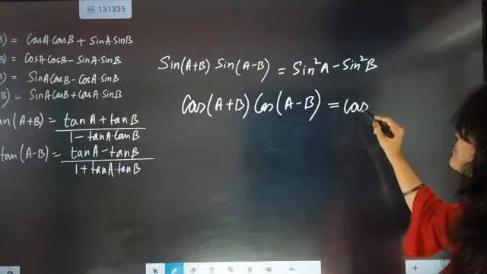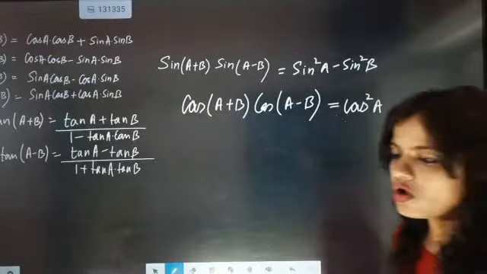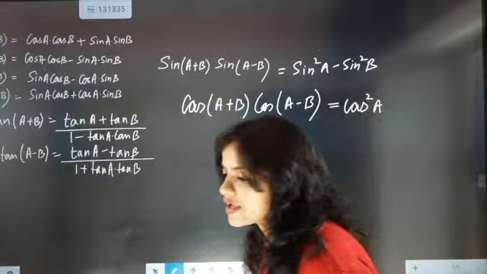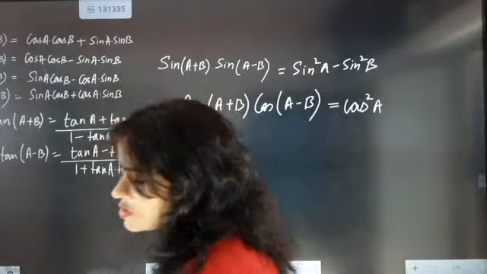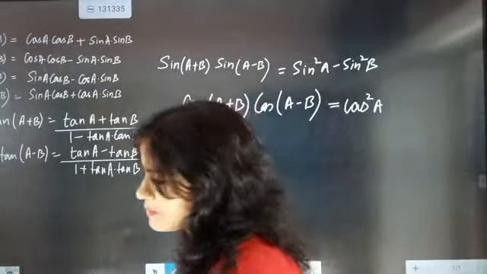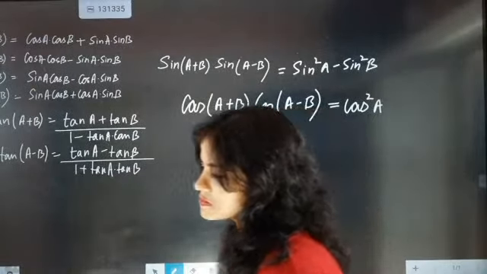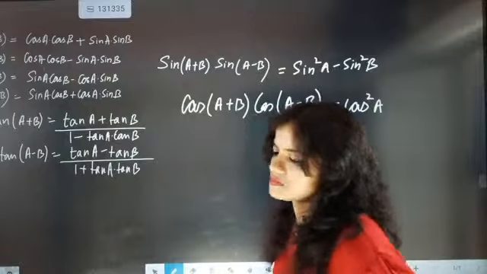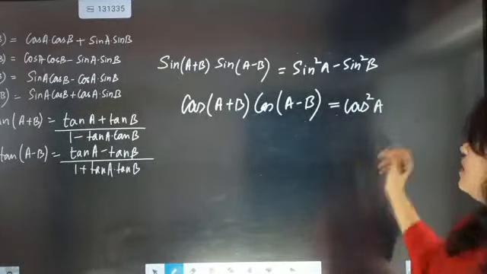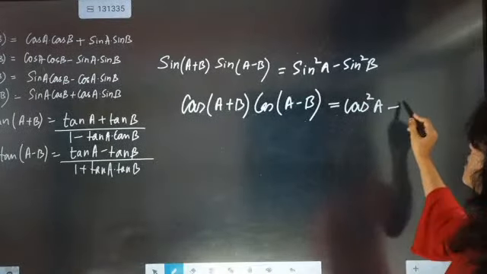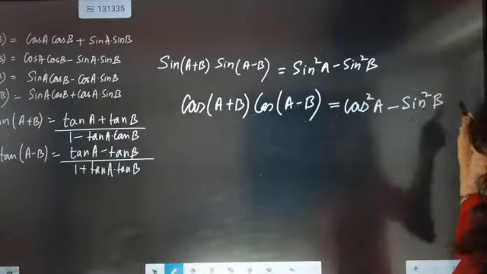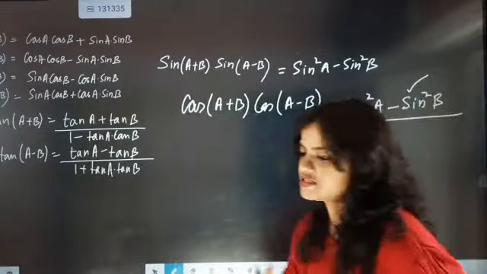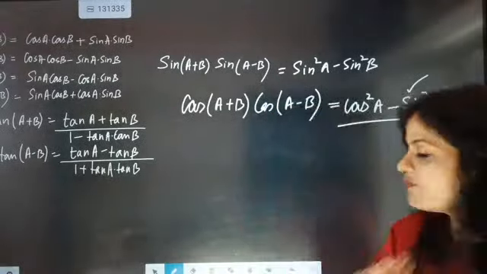You will be writing cos square A, cos square B minus sin square A, cos square A minus sin square B. Correct, Gautam. So just for cos, only one sign change will be there. That's it. Just remember it, it will definitely be helpful.